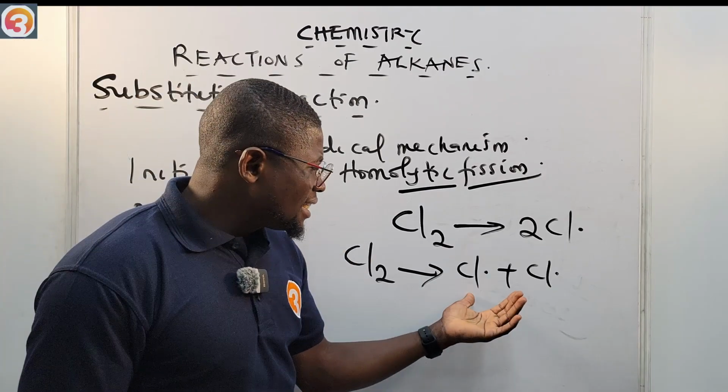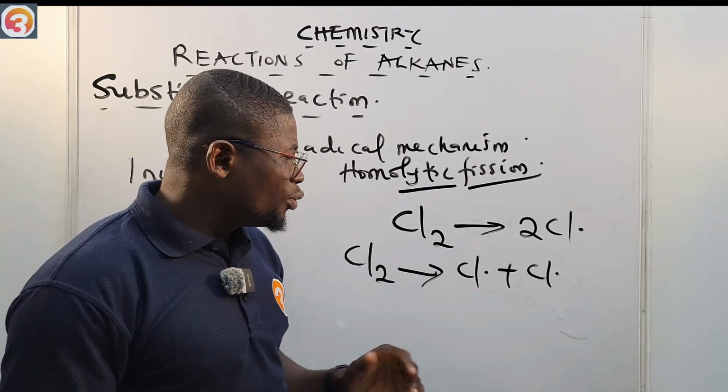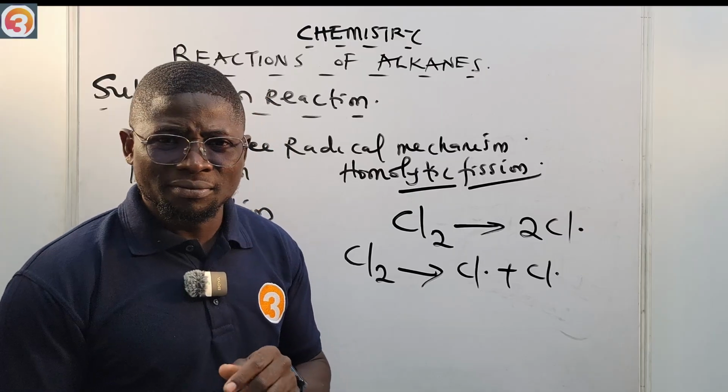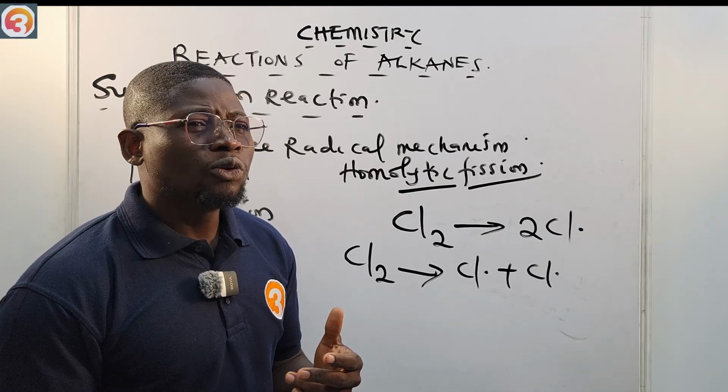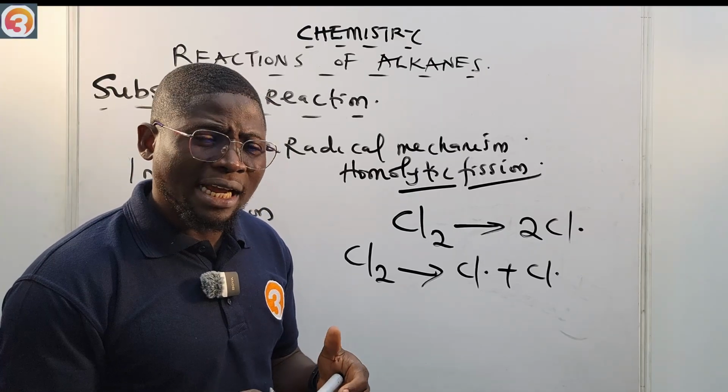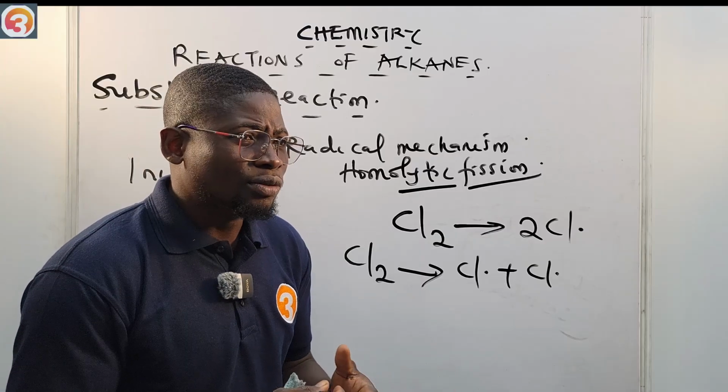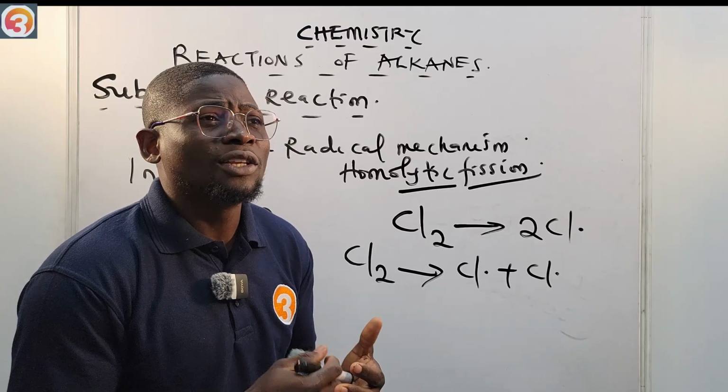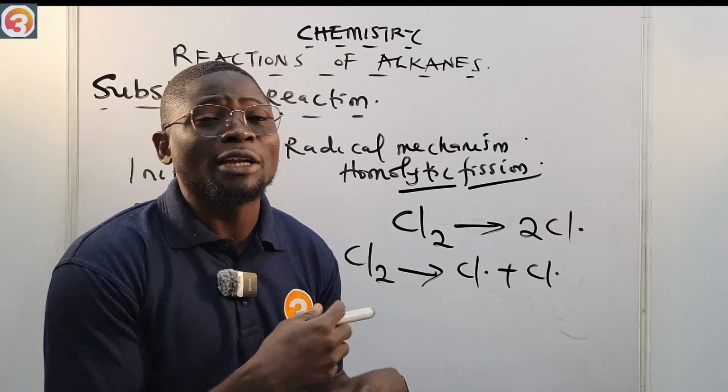Now in this radical form, the chlorine radicals are very, very reactive. You know when an animal is on heat, that it just wants to look for any other animal to mate with.